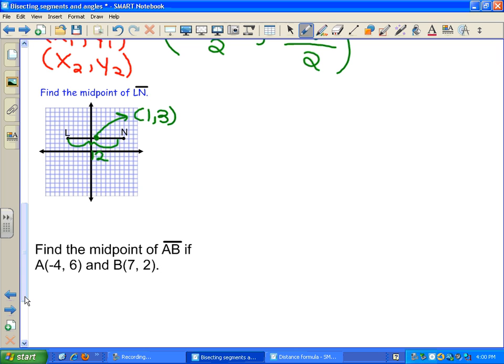Now let's go ahead and find the midpoint of AB if A is at -4, 6 and B is at 7, 2. Go ahead and try this, pause the video, and when you're ready to check your solution, come on back. All right, welcome back.